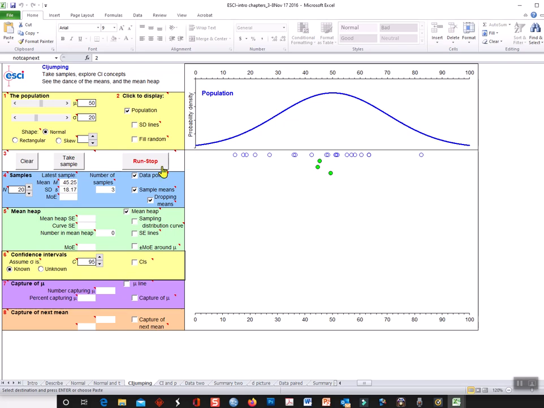Now what we see here, I stopped it, are blue dots and green dots. The blue dots represent one sample of sample size 20: 1, 2, 3, 4, 5, 6, 7, 8, 9, 10, and another 10 over here. You get the idea. Each one of these is an individual data point of sample size 20. So we've got 20 data points represented here.